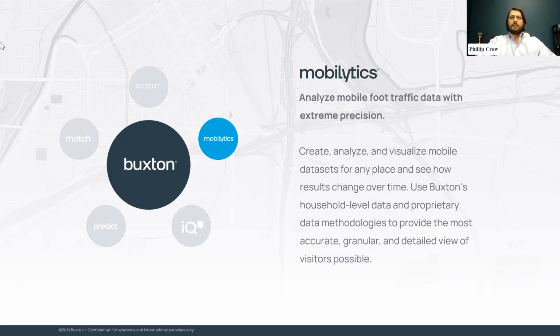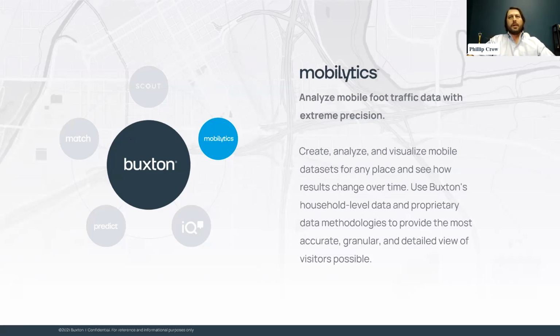Speaking of Buxton's mobile data, can you tell us more about how it's unique and why users should be confident in the data behind it? Sure. And again, I think it comes back to truly being able to use this data to understand who is visiting a place. The first differentiator is in data granularity.